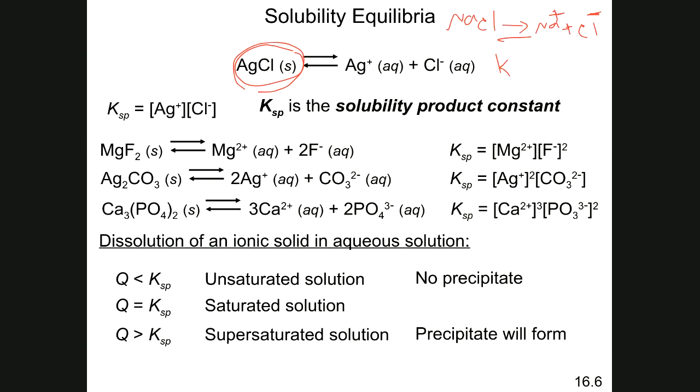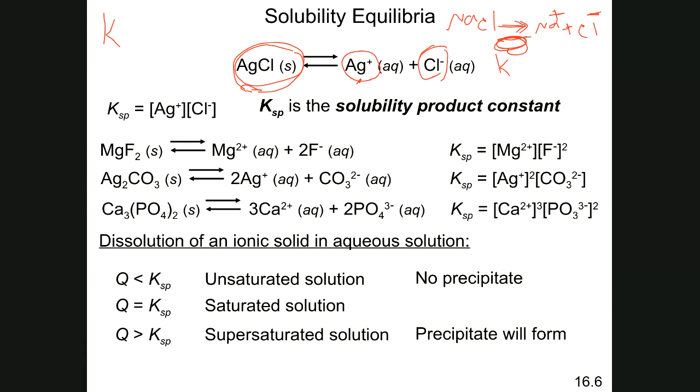That means if you put a lot of AgCl, only a very small amount of Ag ion and chloride ion is going to be produced. This one dissociates 100%, like a strong electrolyte. We talked about strong electrolytes because they are soluble. It's 100% dissociation. This is not 100% dissociation. You get a limited number of these ions. So you are going to write the K value. What is the K value?